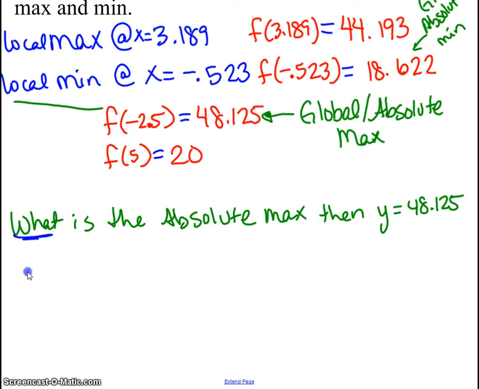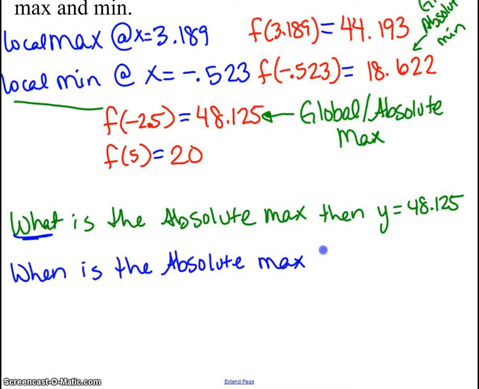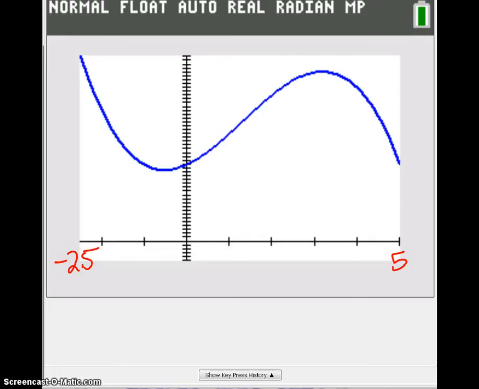Now, if they say when is the absolute max, then the answer would be at x equals negative 2.5 because that's where it's happening at that x value. So that's the difference between the two. Okay, so this is how it would look graphically.